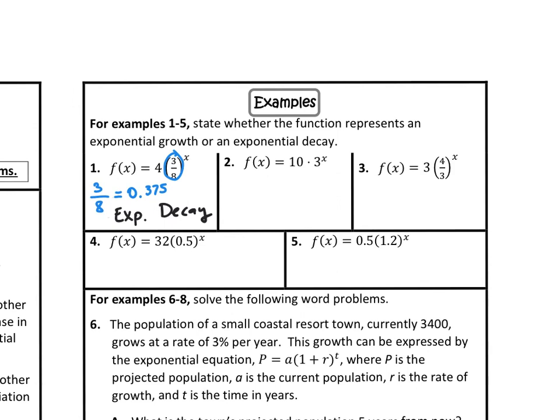Okay, example 2. What's the base here? Is it 3 or 10? And you should say, the base is 3 here. And 3 is greater than 1. So we have exponential growth.